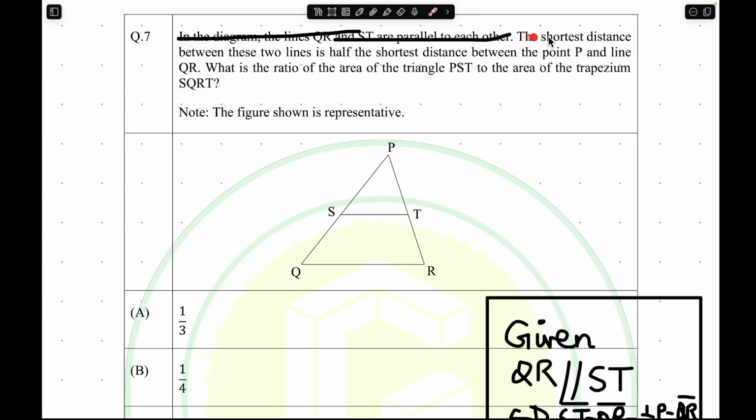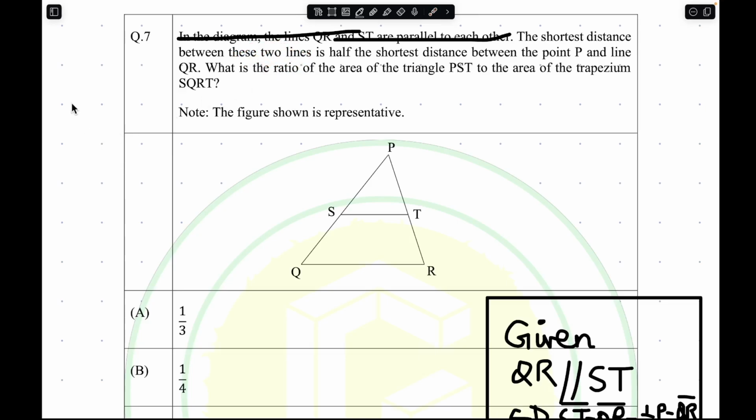The sentence says that the shortest distance between the two lines is half the shortest distance between the point P and line QR. So this is a statement that we will have to break down and understand very clearly, right? So the shortest distance, let's read it again with a bit of analysis. The shortest distance between these two lines: first of all, what is the meaning of shortest distance between these two lines? Which lines are they referring to?